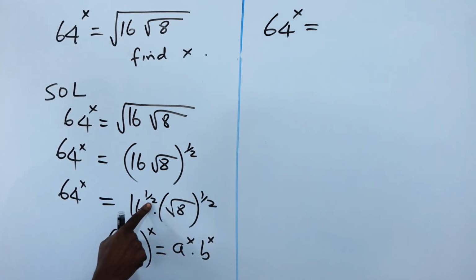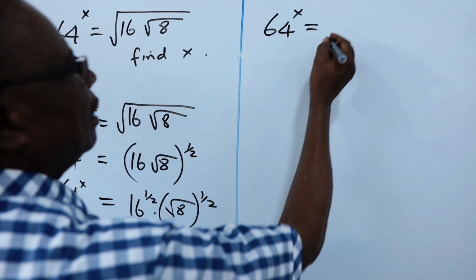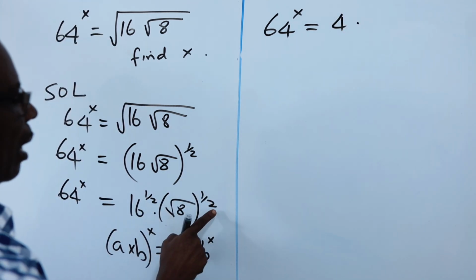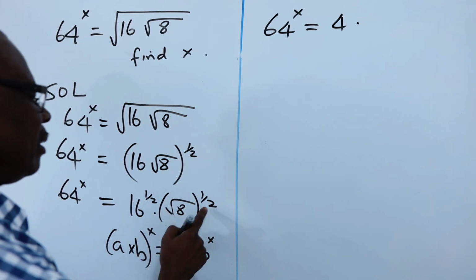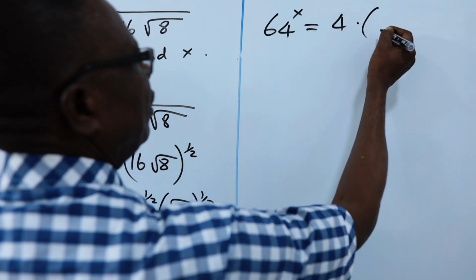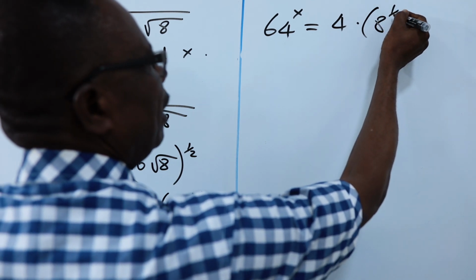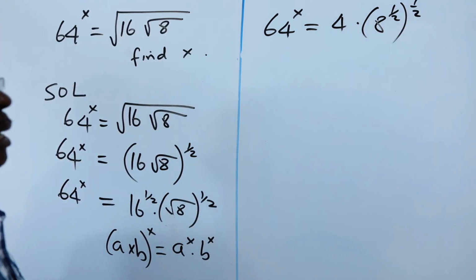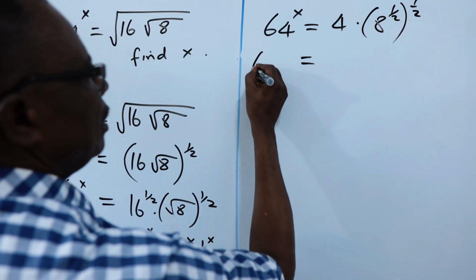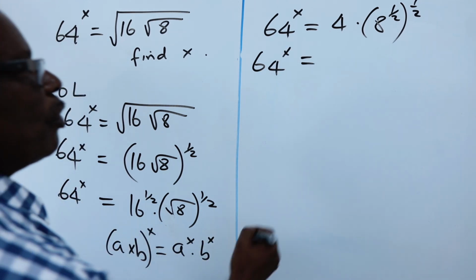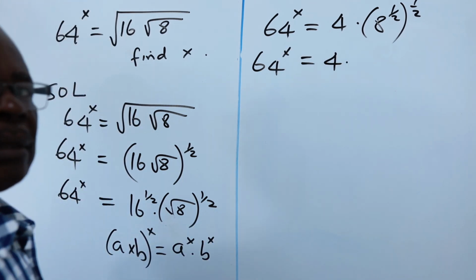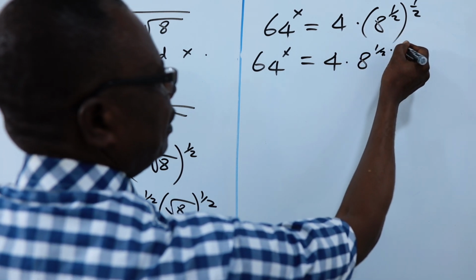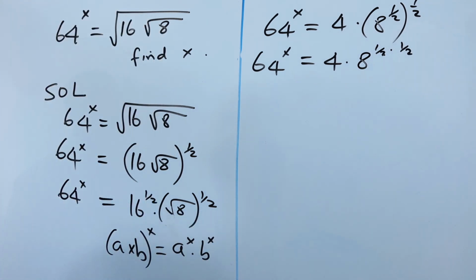16 raised to power half, that is square root of 16, is 4, times square root of 8 raised to power half. Square root of 8 can be written as 8 raised to power half. And this again is raised to power half as given. So 64 raised to power x is equal to 4 times 8 raised to power half times half.